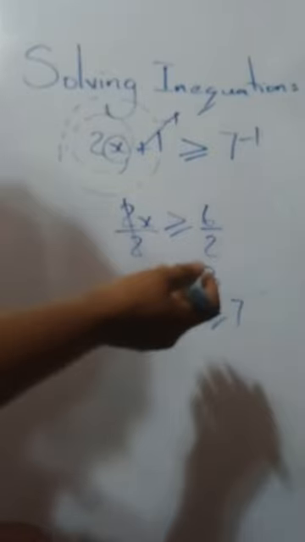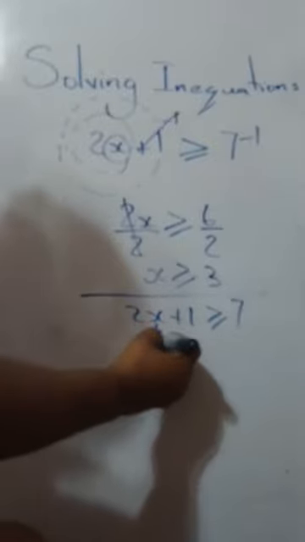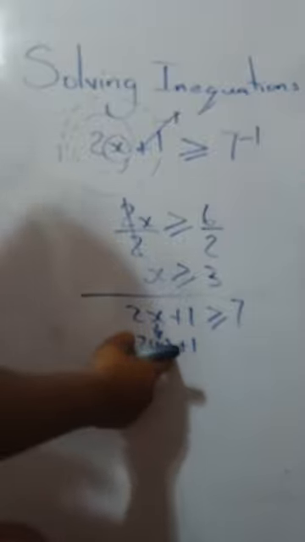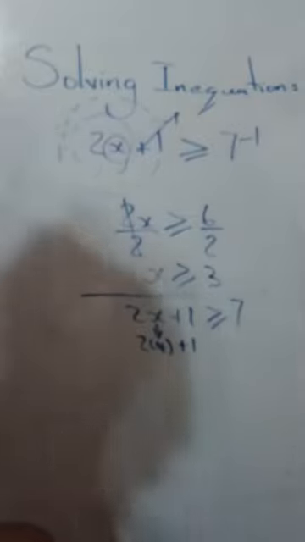But we could also check another number greater than 3. Let's check 4. What if x was 4? 2 times 4 plus 1. 2 fours is 8, and 8 plus 1 is 9. And 9 is actually greater than 7. So that would also make the statement true, which proves that x is greater than or equal to 3, and that makes that statement true.